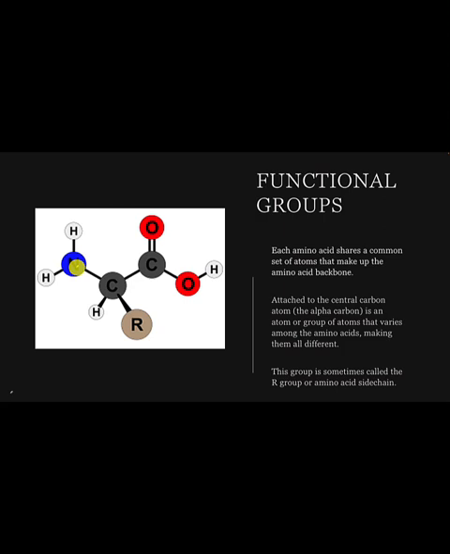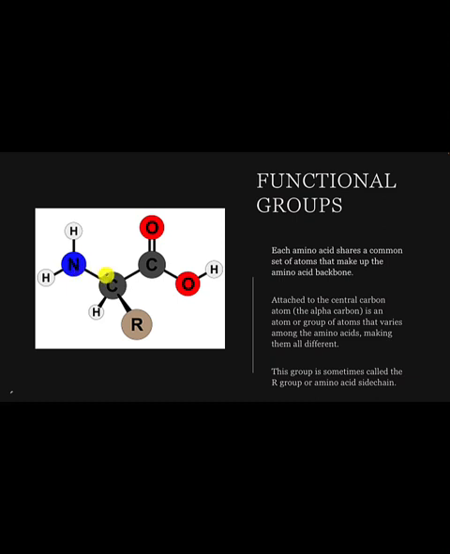Now, amino acids can be metabolized and they can be broken down, especially during prolonged periods. But because of this nitrogen group, it makes them much more difficult to metabolize.